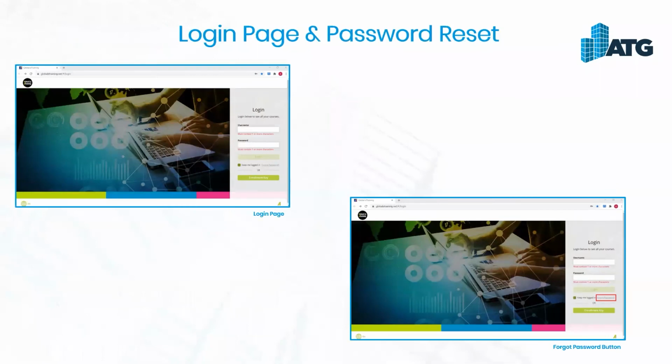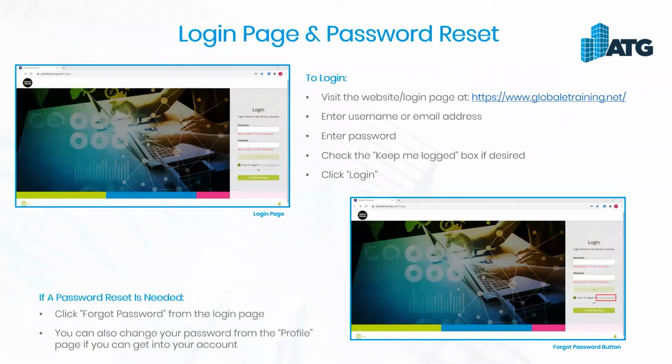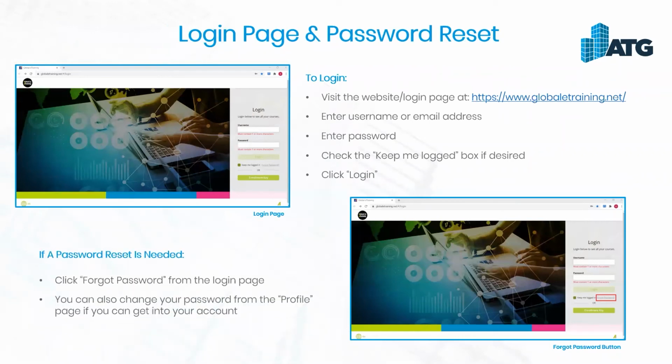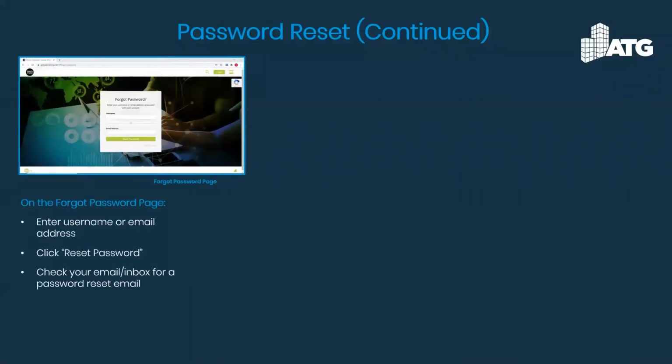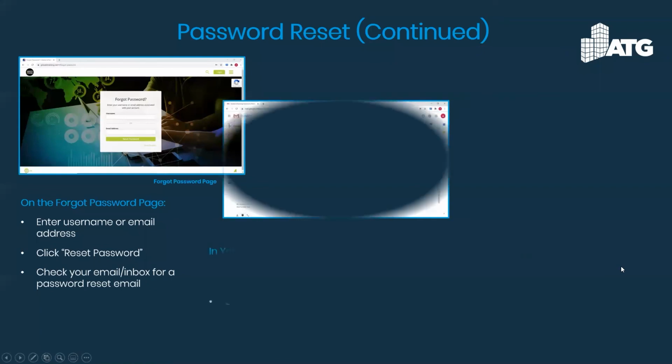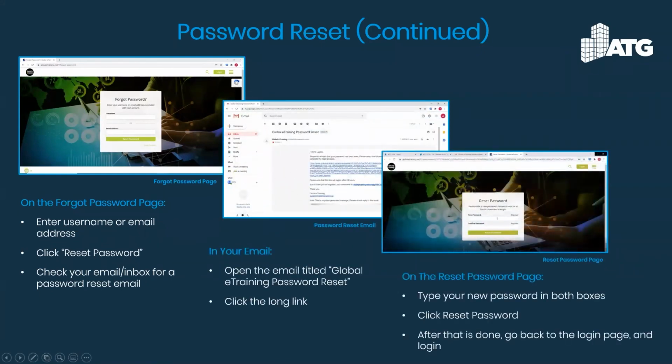All right, now this is about the password reset. We already looked at the login page and how to log in. That goes without saying, kind of. The Forgot Password button on the sign-in page is what you can click to trigger a password reset if you forget it. You can also change your password from the profile page if you're able to get into the account. So here is the overview of the password reset process.